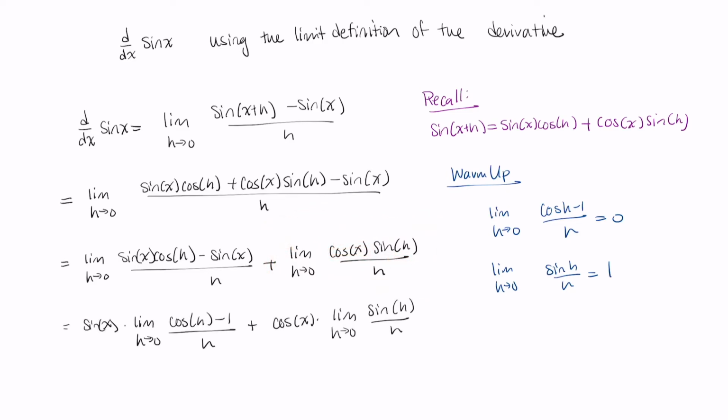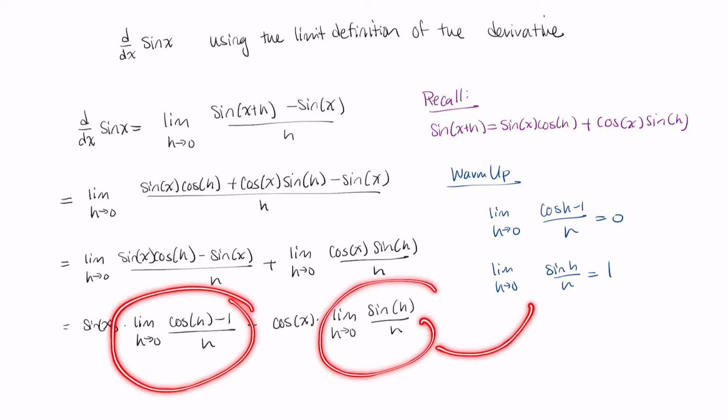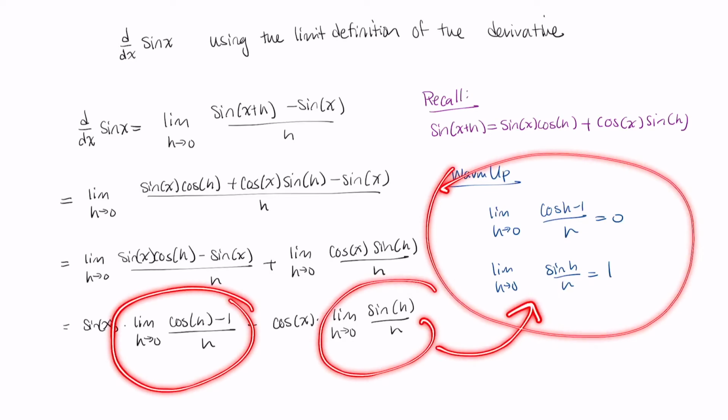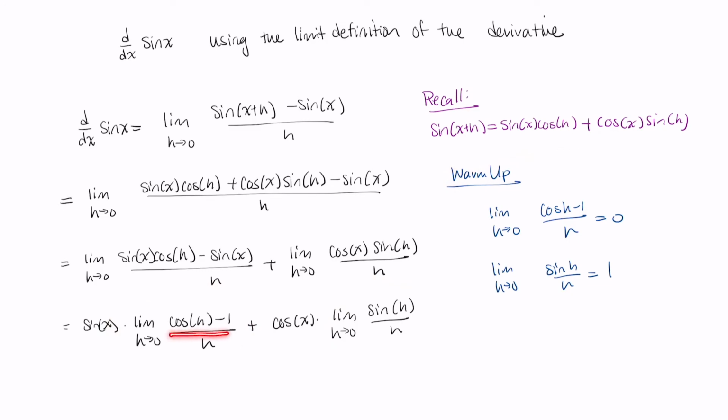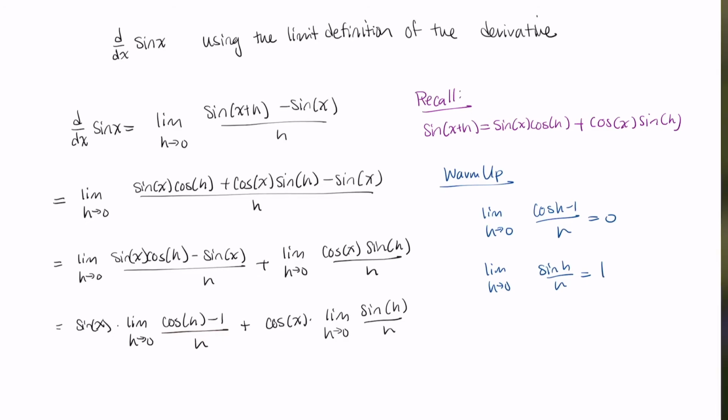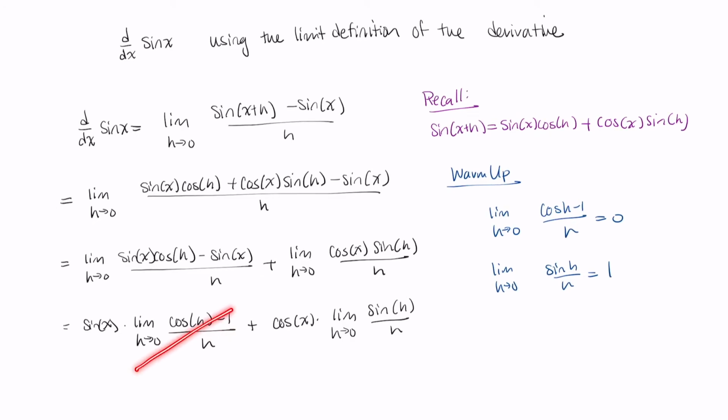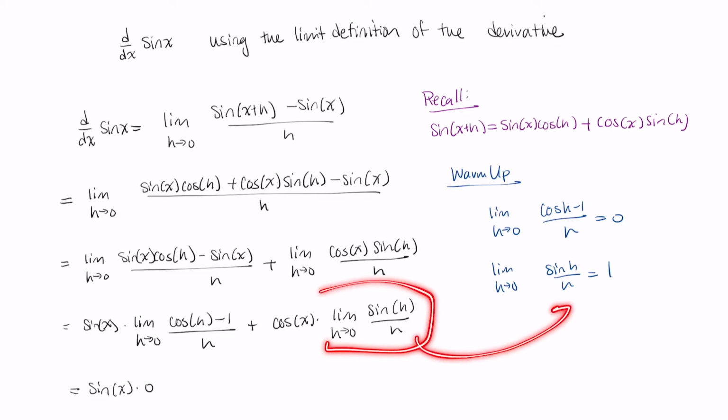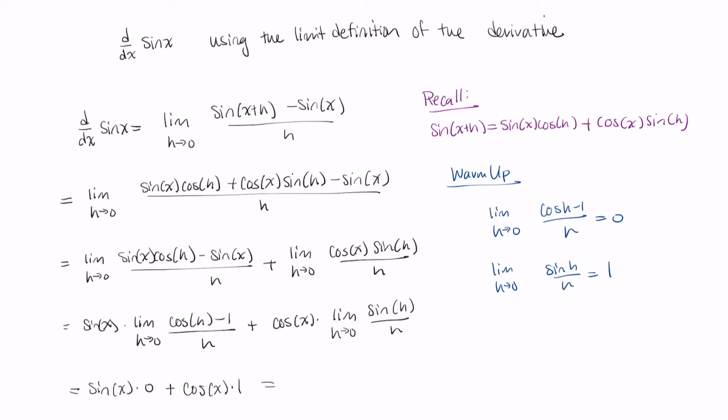Now that that is done, clearly we can see the desirable limits here. The limit as h approaches 0 of cosine h minus 1 over h just becomes 0, so this entire part will go away, since I'm left with sine x times 0. And then here I have this limit, which equals 1, so I'll end up adding cosine x times 1, leaving me just cosine x.